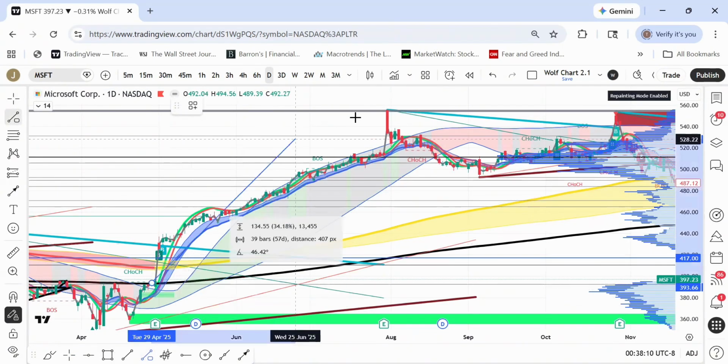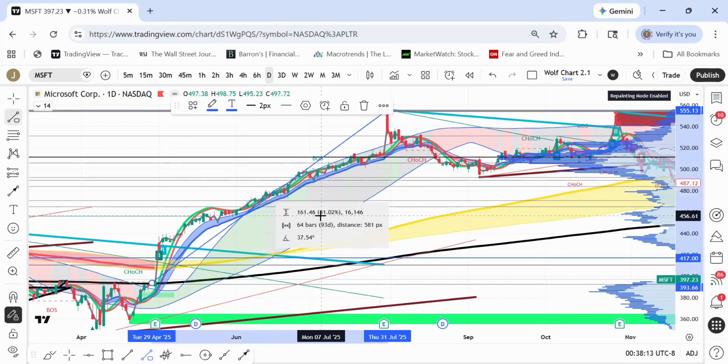So if we go, they ran up 41%, in other words, $161 from this same point last year.